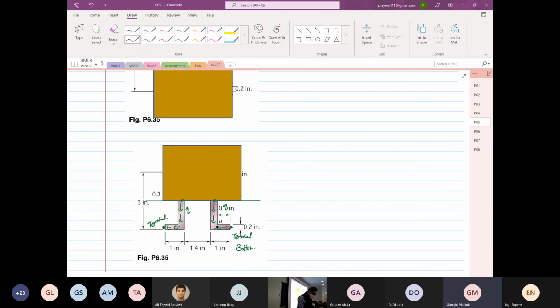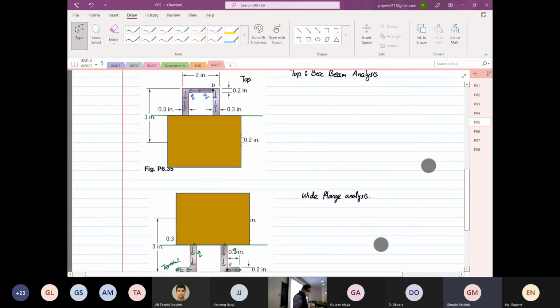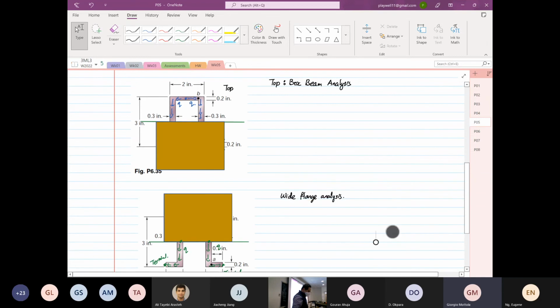So for this case, when I cover the top and expose the bottom, this is known as a wide flange analysis. So you can see, by just covering the bottom or covering the top, your analysis changes. And why can we cover it? Because of rule number 4, the first moment of area cannot cross the centroid.